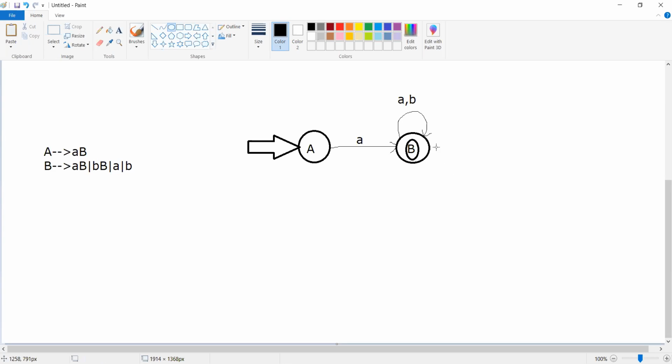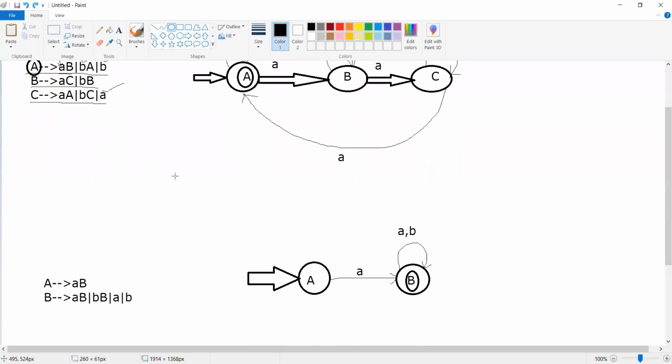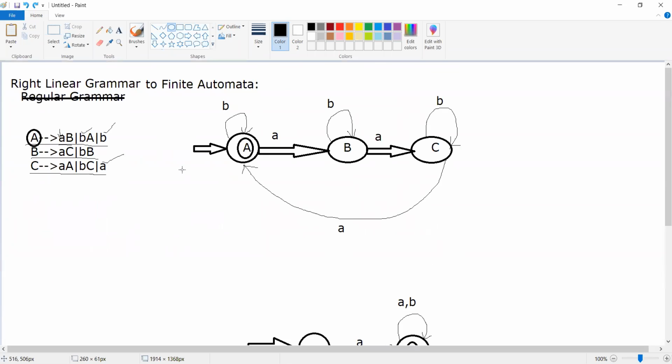Okay. Now if you consider the B productions over here, it will be B derives to small a capital B and small b capital B, without considering B as a final state. By considering B as a final state, we will be getting two productions, small a, small b. By combining all those, we will be getting this production like B derives to small a capital B, small b capital B, a or b. Okay, so this is how we will be converting our given right linear grammar to the finite automata.